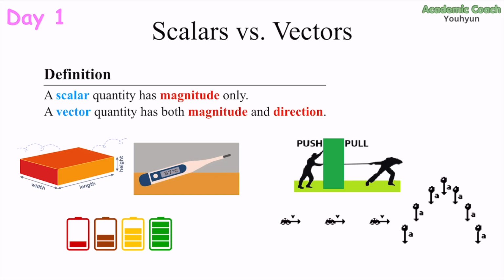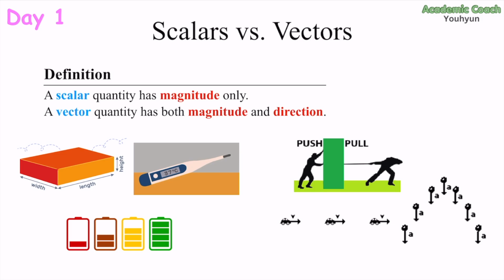So let's start with scalars and vectors. Any physics quantity would be either a scalar quantity or a vector quantity. A scalar quantity has magnitude only. Think of measuring height. Your height would be something like 5'5", 5'10", 6'2". All of these are magnitude. None of these have direction.